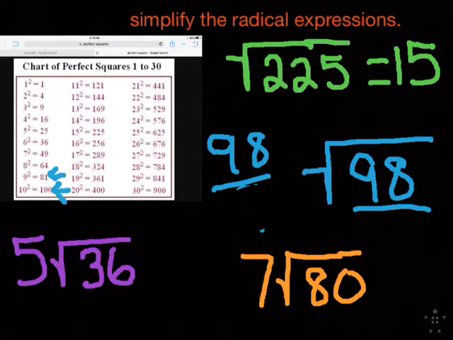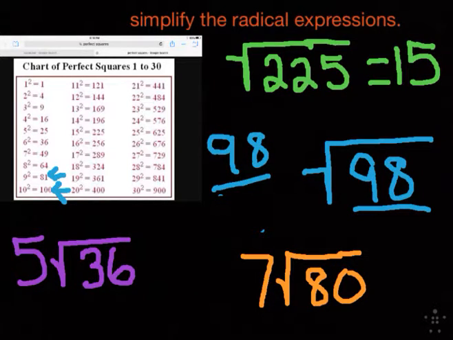We can then try 16. So we do 98 divided by 16, and that gives us 6.125. That is still not going to work. We can then try 25. And when we do that, we get 3.92, which still does not work. So then we try 36, which gives us 2.72, which still does not work.